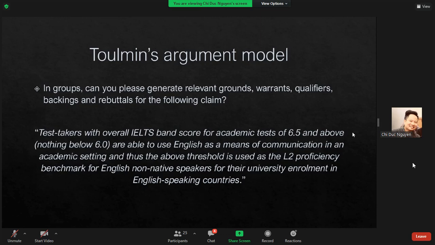Very simple. It's just like the way that you are doing a research project and you have a research question like: is 6.5 on the IELTS band score enough for the student to communicate well in an academic setting in an English-speaking country? So what kind of evidence do you need to collect in order to answer the above question?